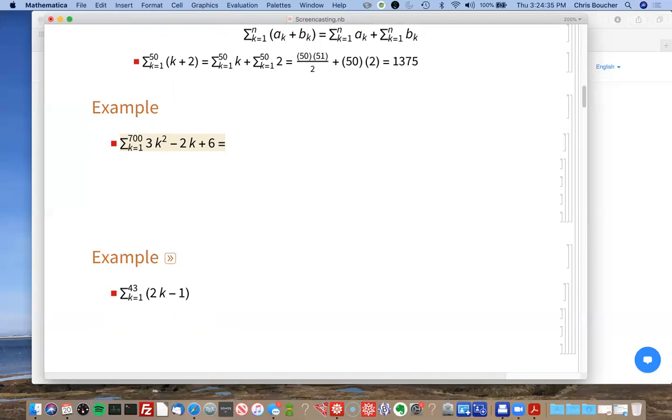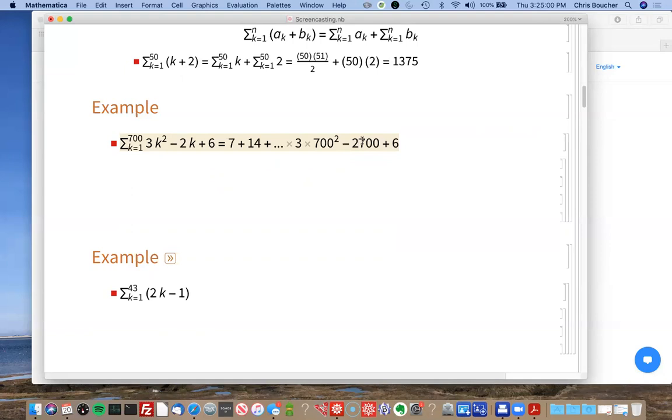If you plug in k equals 1, let's see, 3 minus 2 is 1 plus 6 is 7. If I plug in k equals 2, 3 times 4 is 12, 8, 14. Okay, I've had enough already, right? And that will go up to a final value when k is 700. So let me just plunk that down here. We'll replace the k's by 700s.